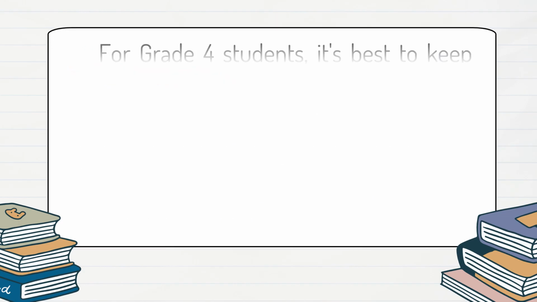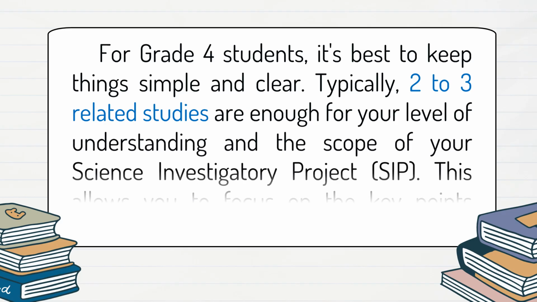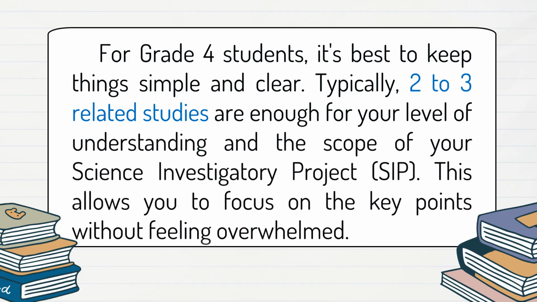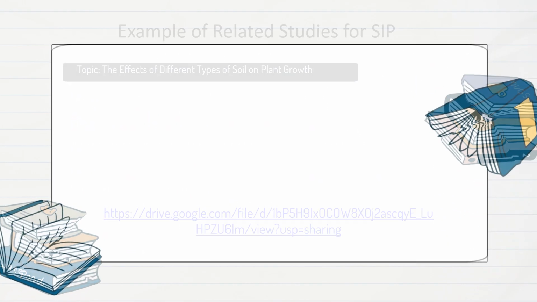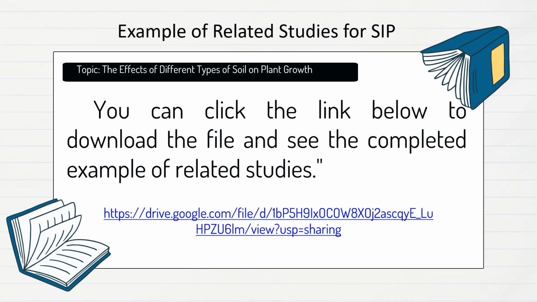For grade 4 students, it's best to keep things simple and clear. Typically, 2 to 3 related studies are enough for your level of understanding and the scope of your science investigatory project, SIP. This allows you to focus on the key points without feeling overwhelmed. You can click the link below to download the file and see the completed example of related studies.